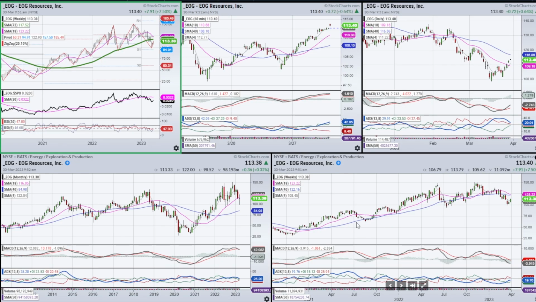Okay, let's look at EOG, because we are showing some improvement in some of the energy stocks, but what I would look for are the ones that didn't have this really deep sell-off below their 18-week. Now, the good news about this one is that we have a ton of support at 100. I don't think this wants to break 100.